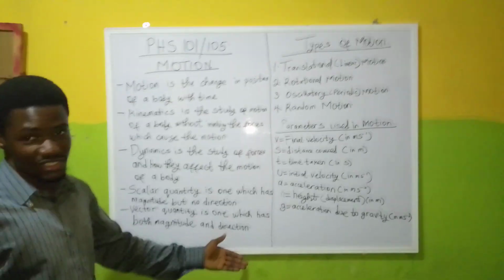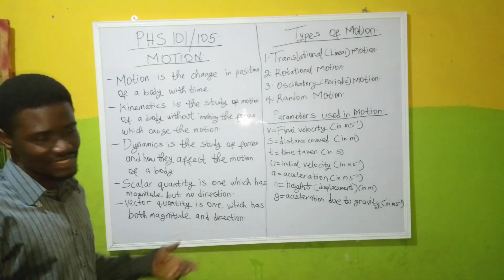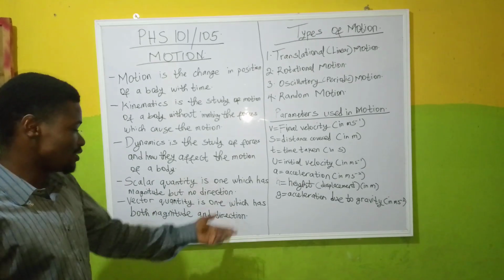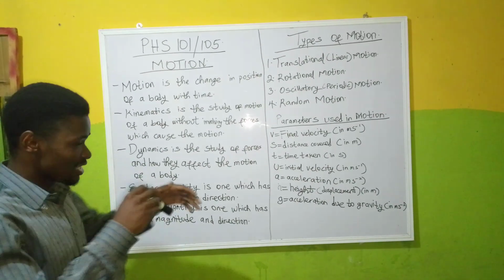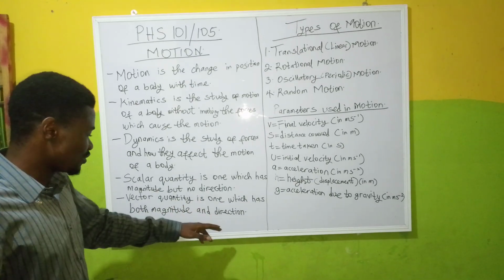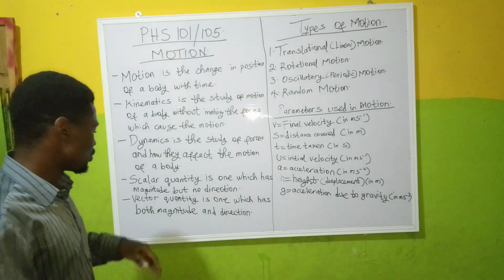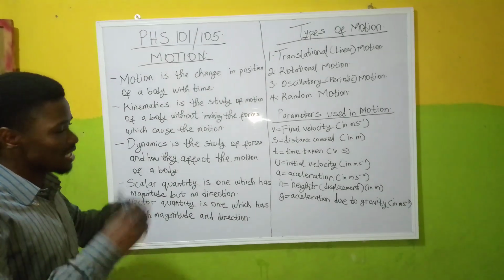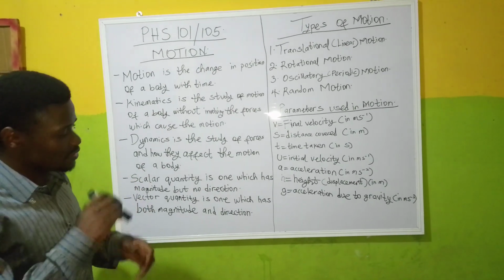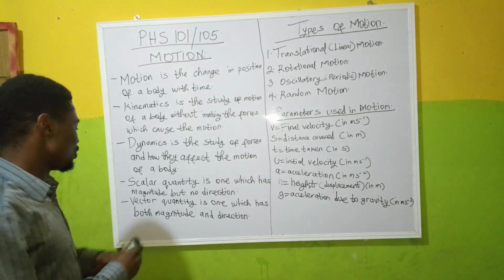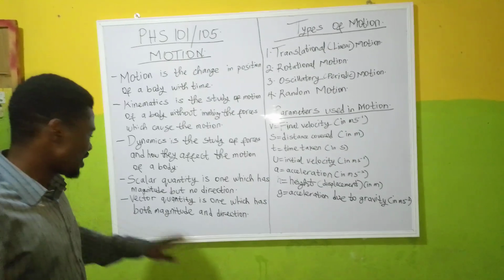Now, what is a vector quantity? A vector quantity is one which has both magnitude and direction. An example is displacement, which is the total distance traveled in a given direction. Another example is acceleration, which is the change in velocity with respect to time. To calculate your acceleration, you must always include your direction. So that's the basic difference.